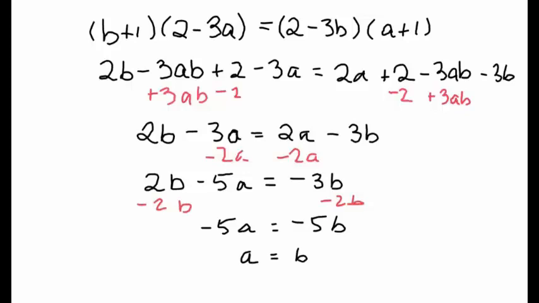And this is what we need in order to make our conclusion about one-to-oneness. Since a is equal to b, and we started with f at a equals f at b, our function f of x must be one-to-one.